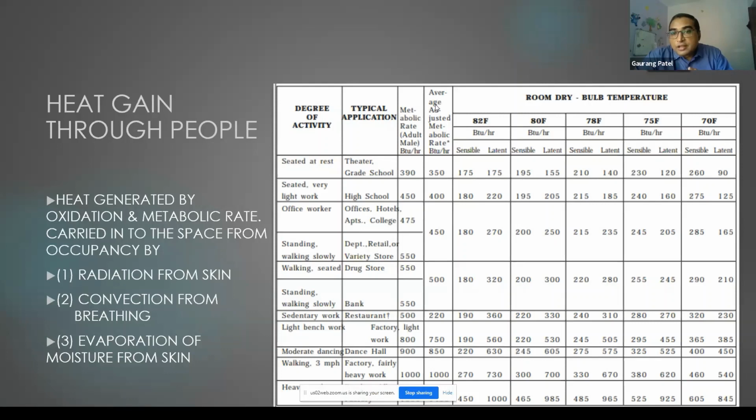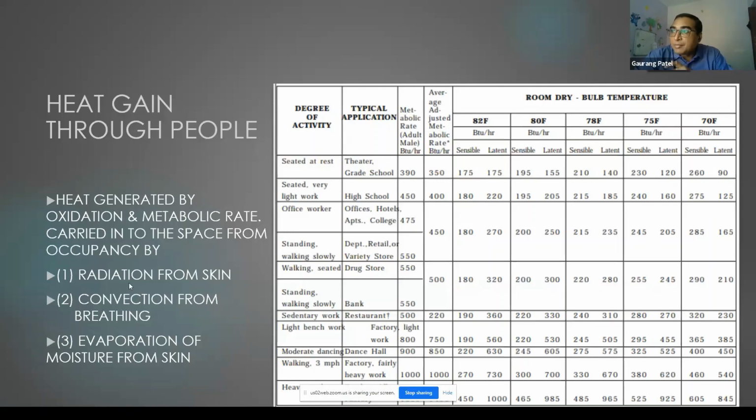They have divided it into sensible and latent form also, at various room temperatures, room dry bulb temperature. Normally we keep it at 75 degree Fahrenheit. So if I'm considering college time, it will be 240 as sensible and 160 as latent, BTU per hour from one person. So I need to multiply this with the number of occupants.